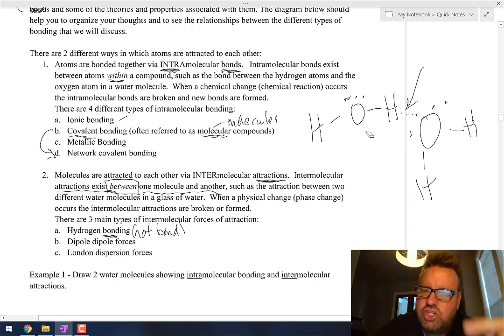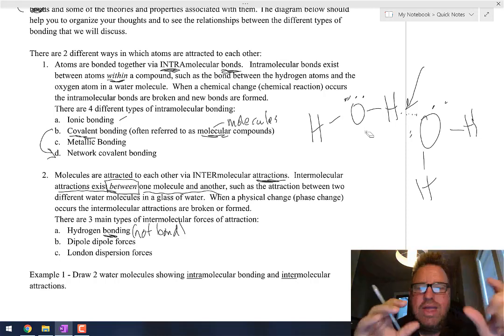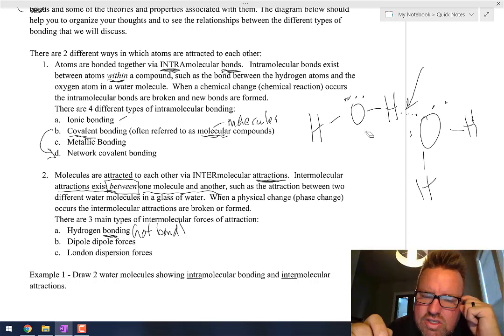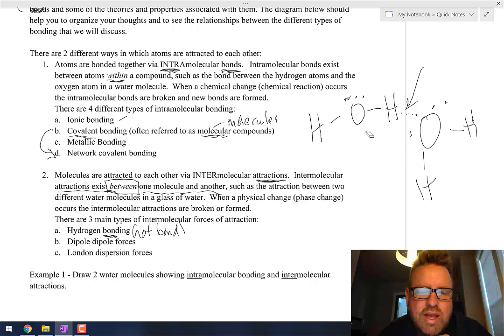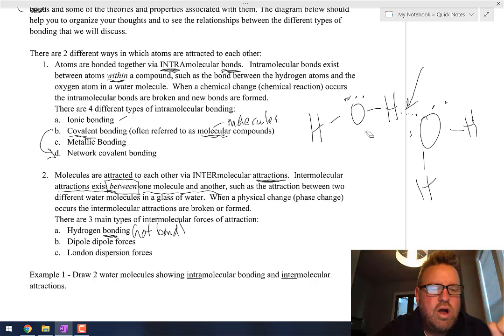When a physical change happens, when something goes from a solid to a liquid to a gas, etc., you're breaking or creating new intermolecular attractions. You're not changing the intramolecular attractions, you're changing the intermolecular attractions. Now, the types of intermolecular forces that we need to be familiar with include what is called hydrogen bonding, which is not a bond. They call it hydrogen bonding, but it is an intermolecular attraction.